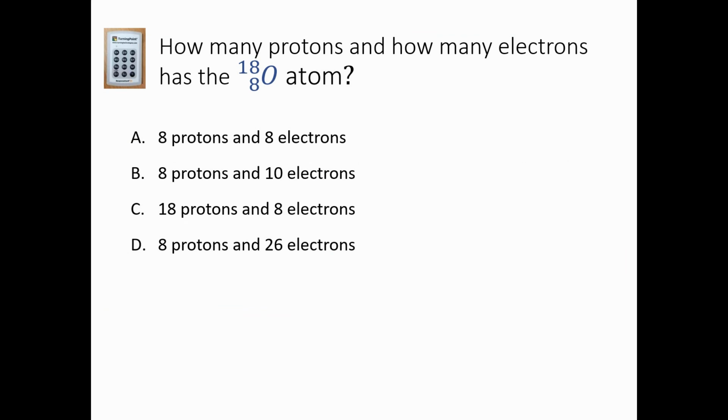Okay, quiz time. How many protons and how many electrons in an oxygen-18 atom? The answer is A. So here you have 8 protons, and the atom is neutral, so it has 8 electrons.